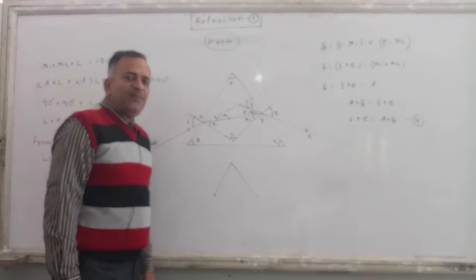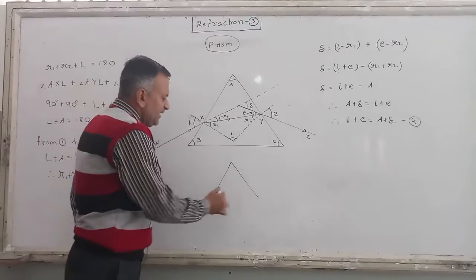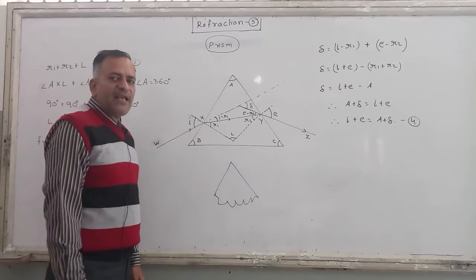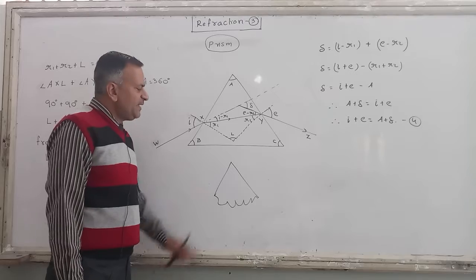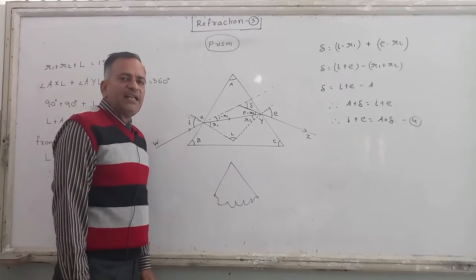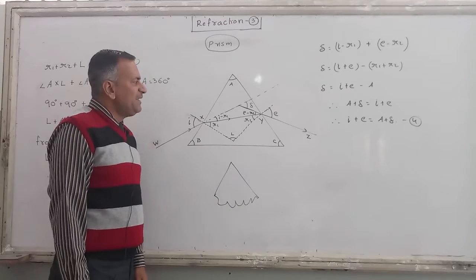For a transparent medium, nothing is said about the third surface. So even if the third surface is like this or any other shape, this is a prism, right? One end or one corner of that transparent medium should be able to transmit the light.